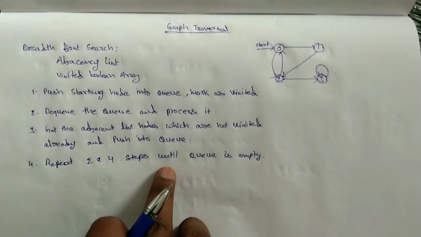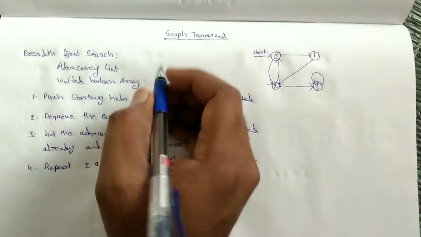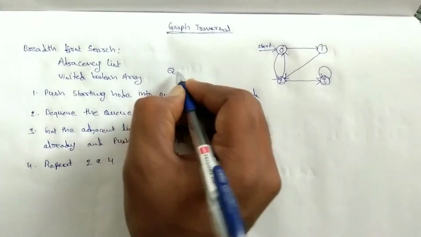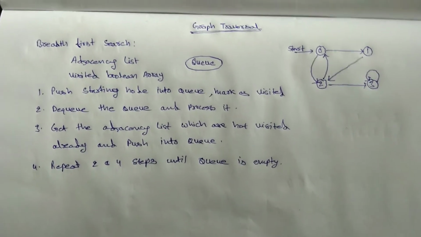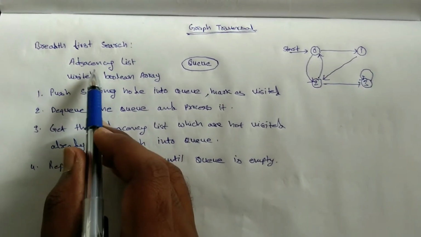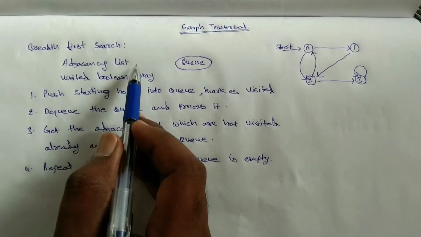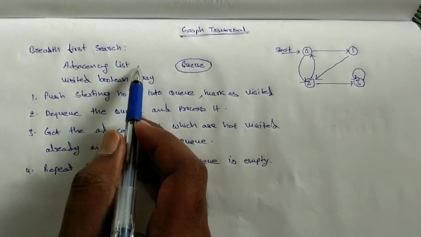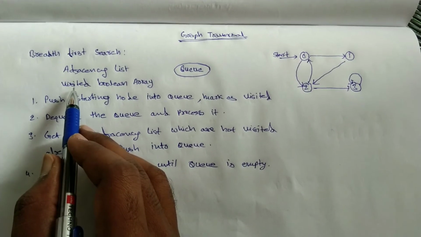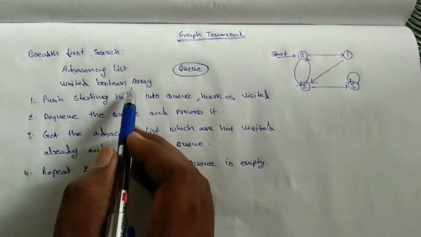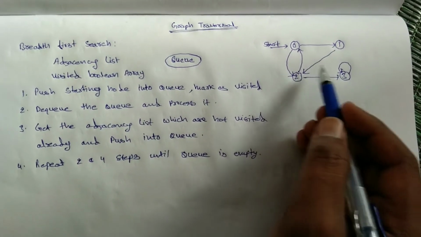Depth first search algorithm uses a stack, and in the breadth first search algorithm we use a queue. Let's learn the breadth first search algorithm here. First we need to convert this graph into an adjacency list. For this one you can see the previous videos on how to store it in an adjacency list, and we should maintain a visited boolean array so that we can avoid cycles in the graph.